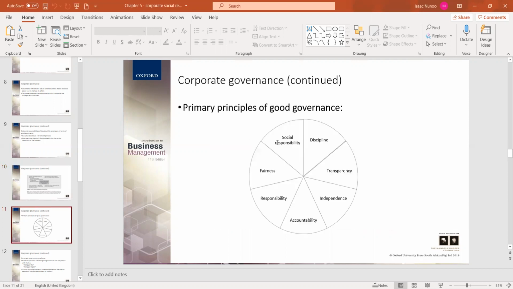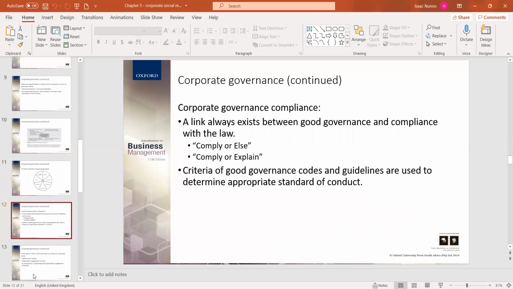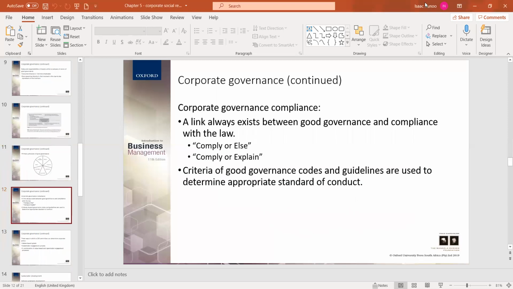So the primary principles of good governance. In terms of the principles of good governance, these are the major variables or major issues that make or try to show good governance. You can talk about discipline, transparency, independence, accountability, responsibility, fairness and social responsibility.